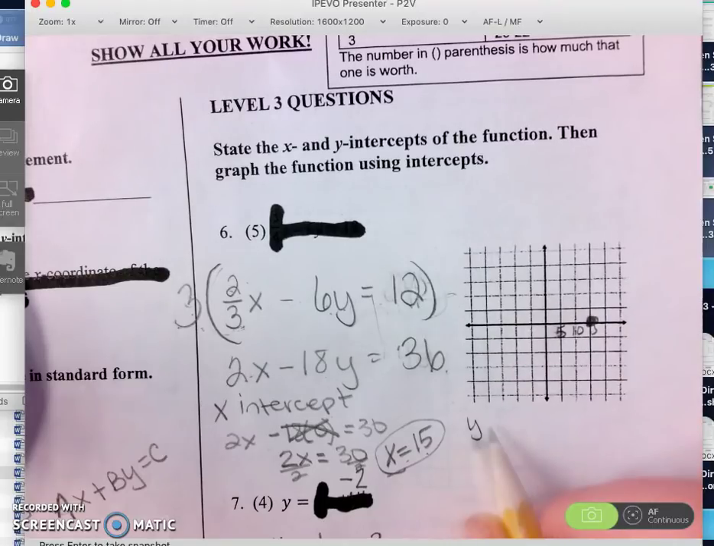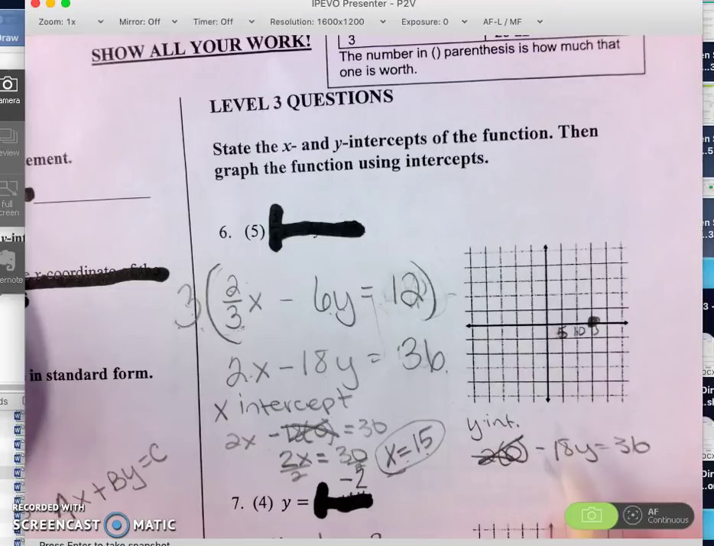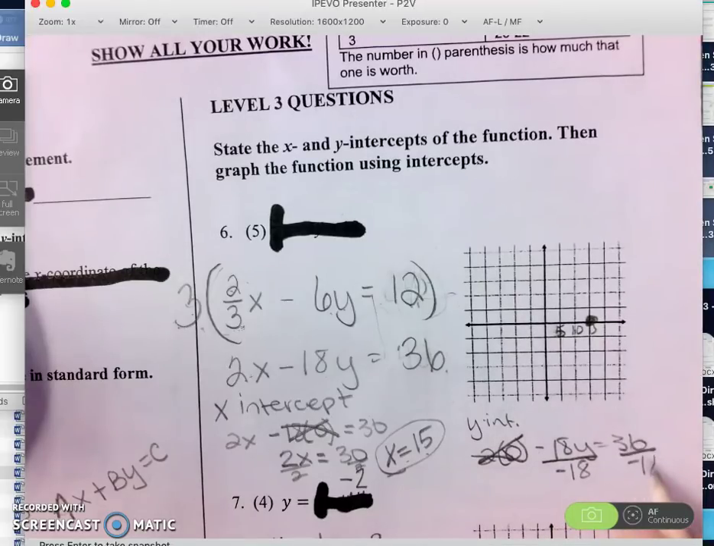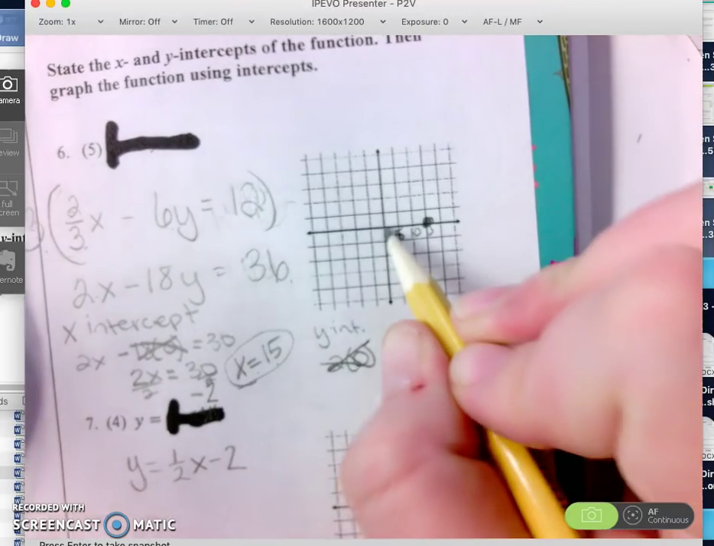Okay, y-intercept. I'm going to rewrite my equation. 2x, but wherever the x is, I'm going to put the 0, minus 18y equals 36. Okay, this goes away. This is minus here, so I have to remember that stays with that 18. So I'm going to divide both sides by a negative 18. So 18, that goes away. We get y equals a negative 2. Okay, so here my y-intercept, I'm going to go down 2.